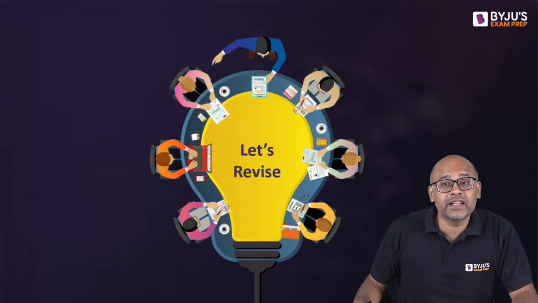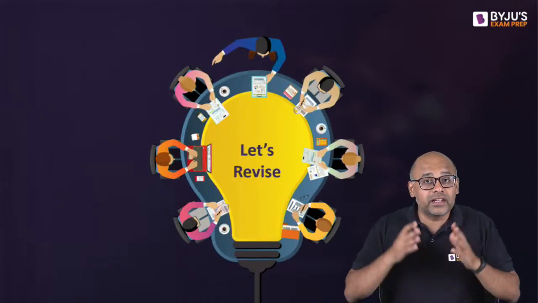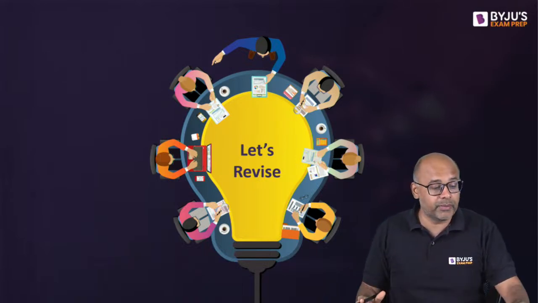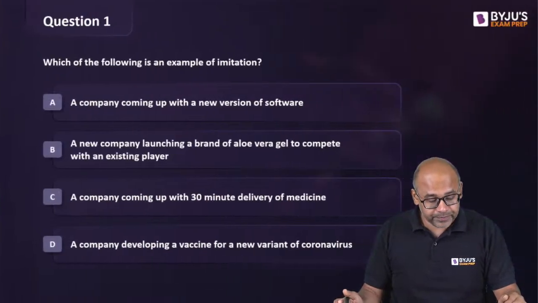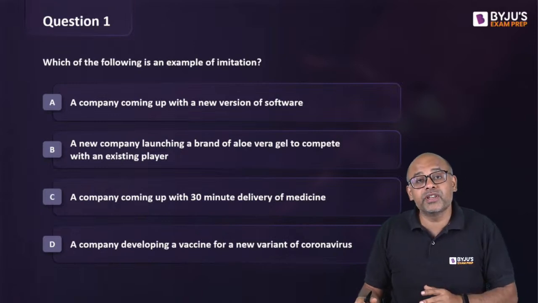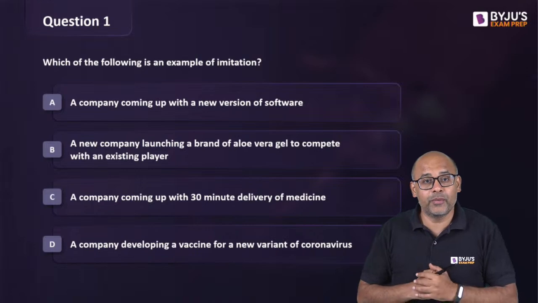Okay guys, so that's the theory. So this brings us to the end of the theory. Let's take some questions as revision and let's see how much you remember. Starting with the first question. Which of the following is an example of imitation? Read the options, 30 seconds, give me an answer right away. Let's see how many of you can get it right.